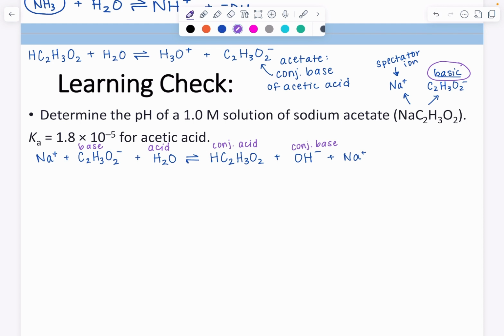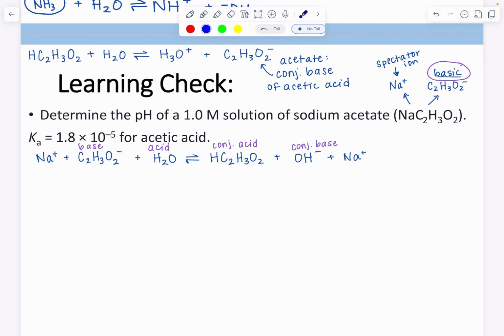But the acetate is what is added to the solution. This is what will react with water. We determined that it is basic. We can suspect it because of the negative charge, but also it is the conjugate base of acetic acid. And yes, I gave you this formula so we could determine it was the conjugate base.